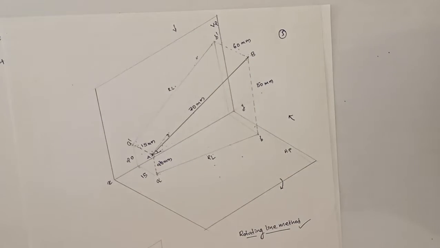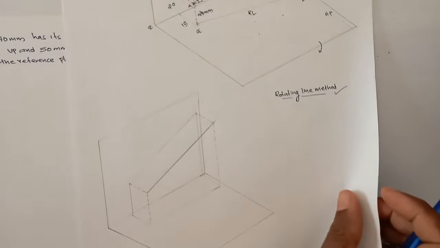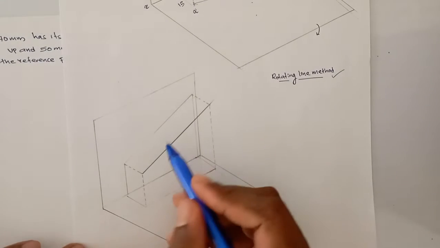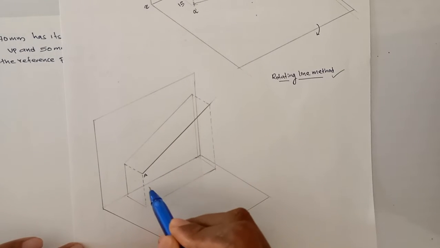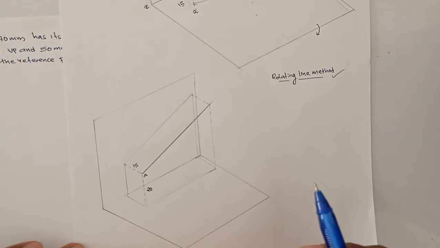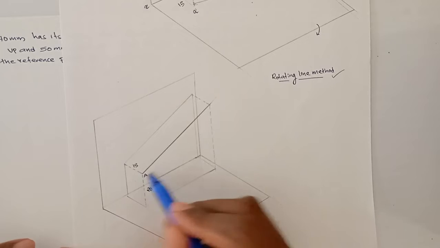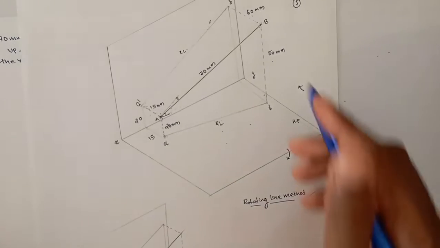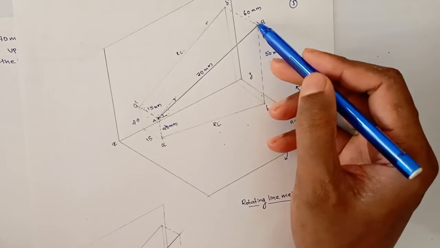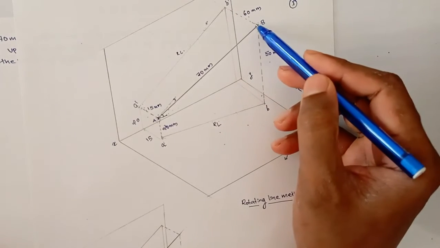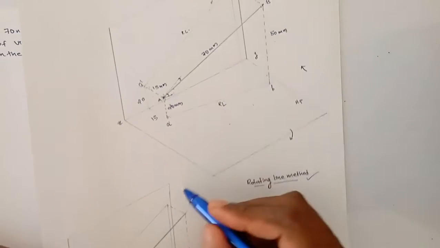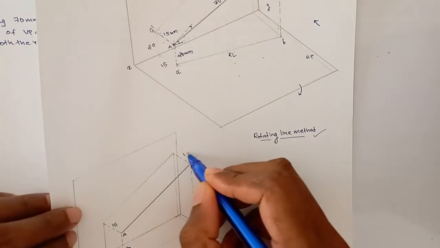So how to rotate the line? Look here, this is my point A, which is 20 mm above HP and 15 mm in front of VP. I am not changing that point, but I am changing this point B. Its distance from the vertical plane is here 60 mm, and I am reducing that distance to 15 mm.